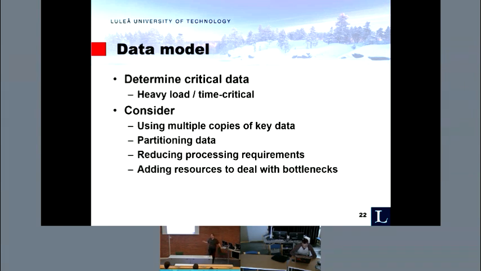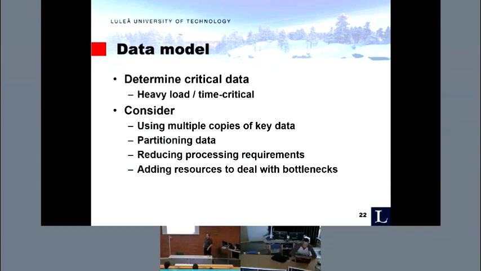Data model, again, identify the critical data that needs to be accessed a lot at certain times. That is time critical. So we could consider having multiple sets of data so we can balance the access load. We could co-locate data to be as close to the receiver as possible. We could try to partition the data to different hard drives or whatever to reduce the load on a single unit.